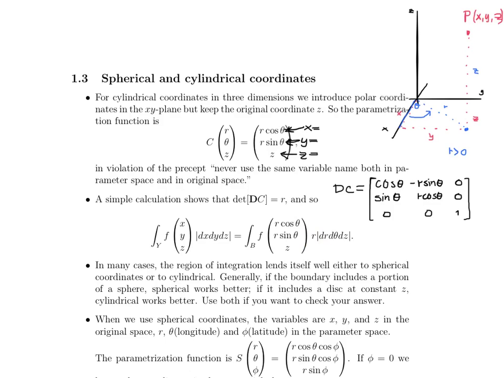Now you might be wondering, when am I going to use this? Well, there are a lot of times where a region of integration can be expressed in either spherical or cylindrical coordinates. Generally, if the boundary includes a portion of a sphere, spherical is going to work better. We're going to get to spherical in a moment. If it includes a disk at some sort of constant z, cylindrical is going to work better. So anytime you have something that looks kind of like a prism with respect to z, that's where you want to use cylindrical. If you want to be especially prudent, you can use both to check your answer. But let's look at spherical now.